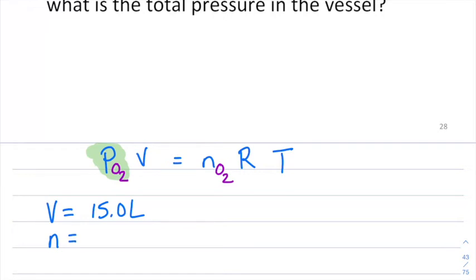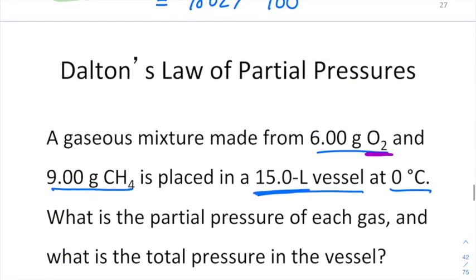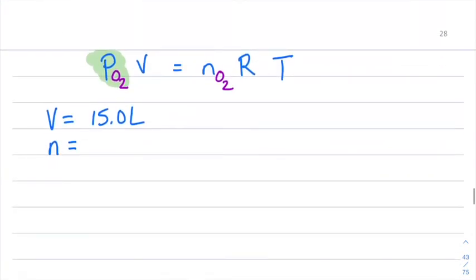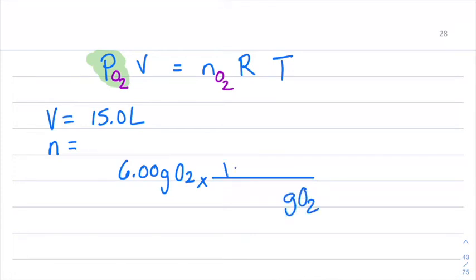Next up, we need to find our n. And what we know is that we have 6 grams of oxygen. So I've got 6 grams of oxygen. How can we find the moles of oxygen from here? How do we go from grams into moles? Excellent. So I'm seeing lots of molar masses. So we'll need to know how many grams of O2 is in 1 mole of O2.